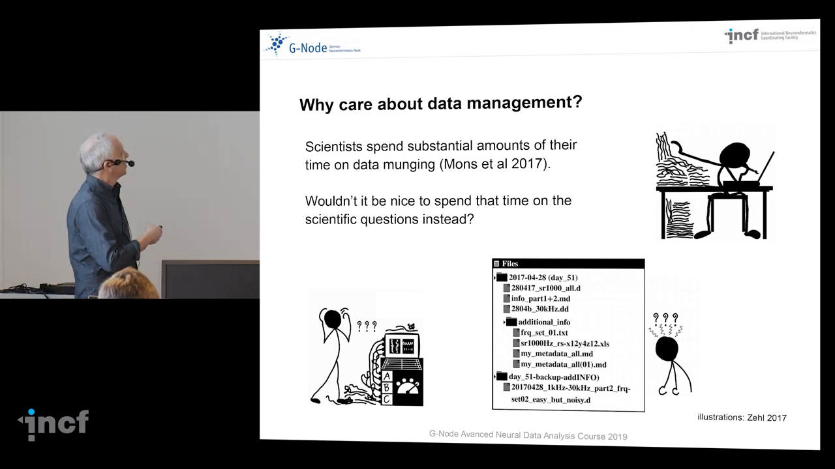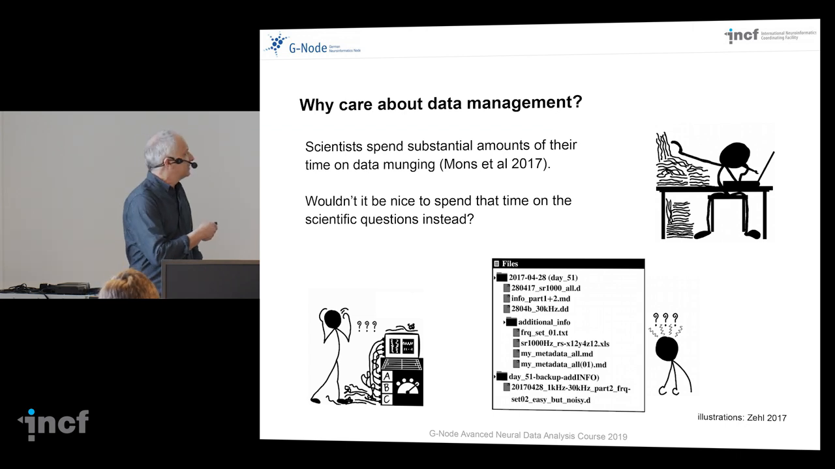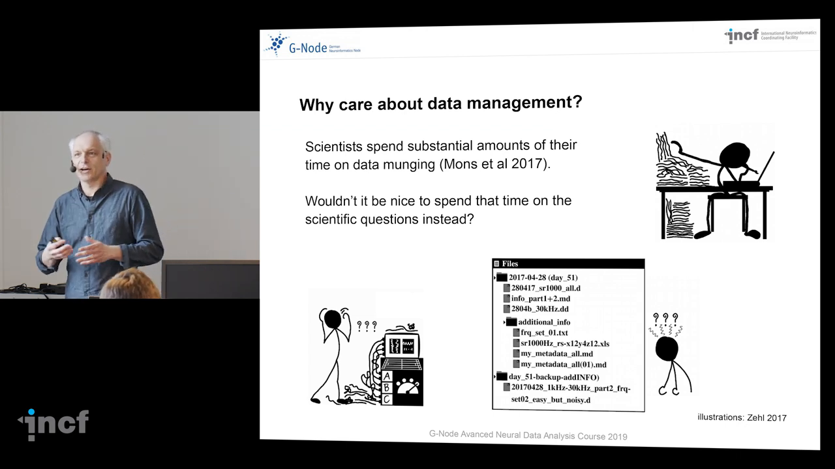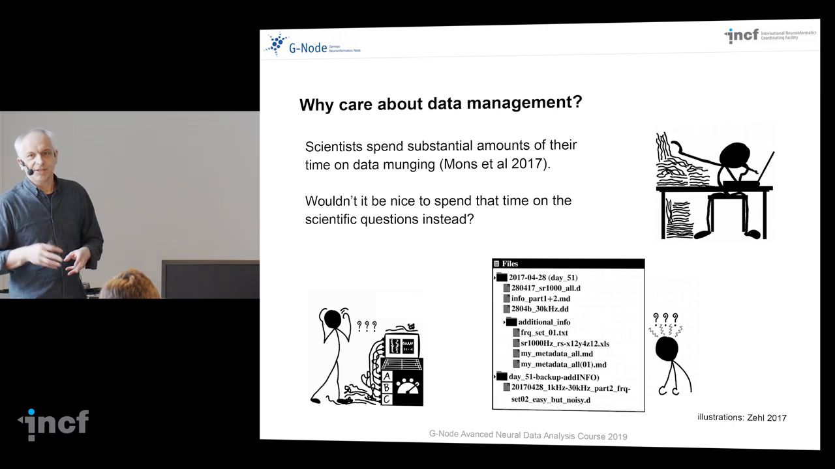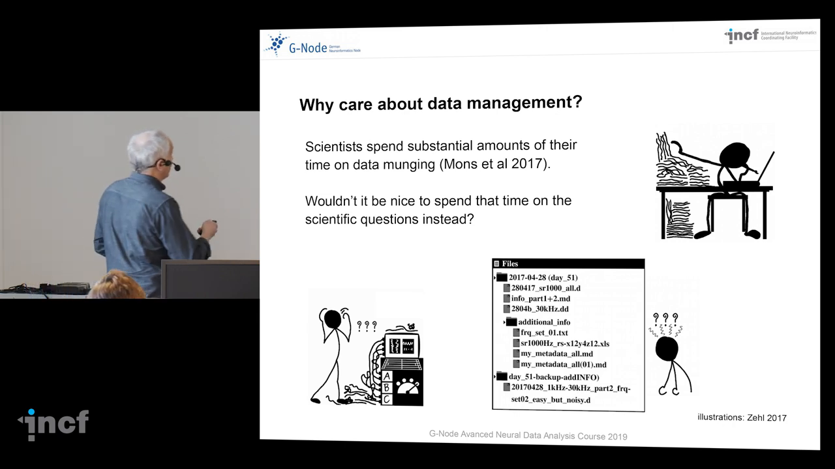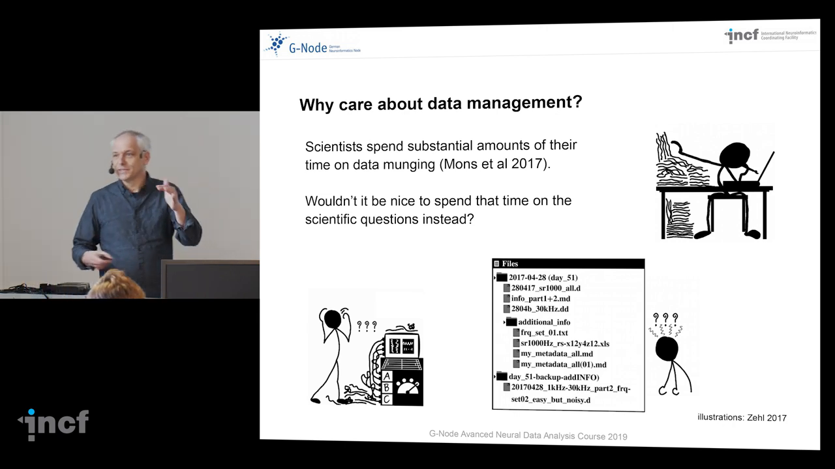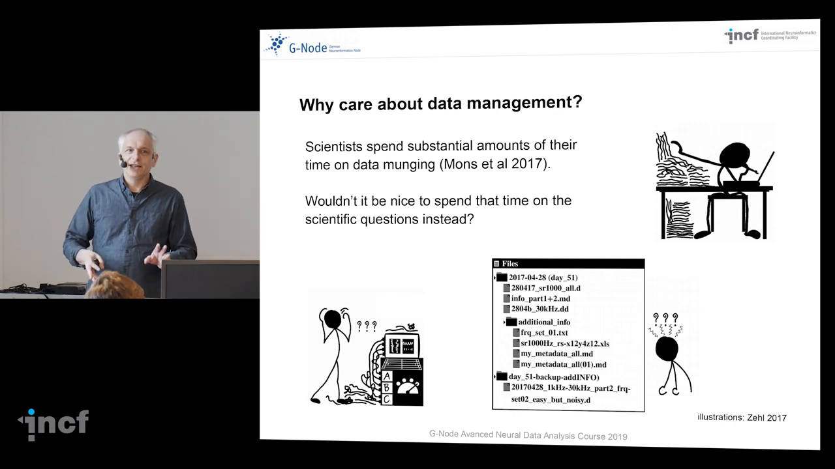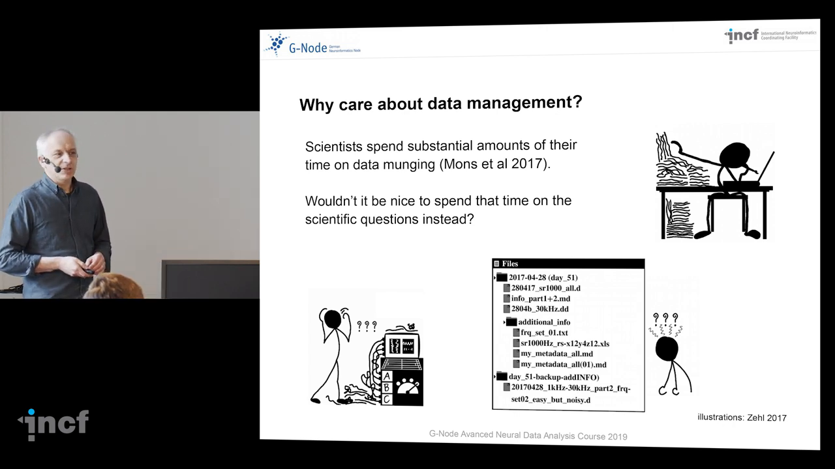So one estimate is that scientists typically spend about 60% of their time, when they work on scientific topics, on data munging. I'm not sure if this number is really correct, but it is a substantial part.